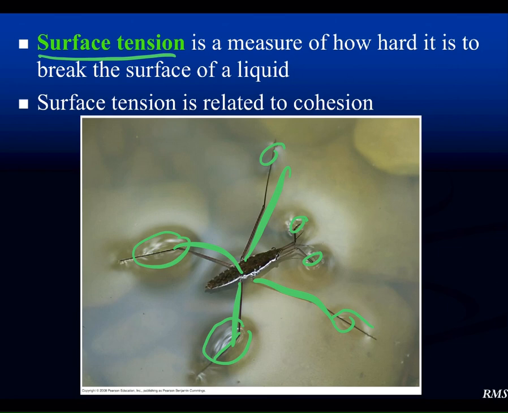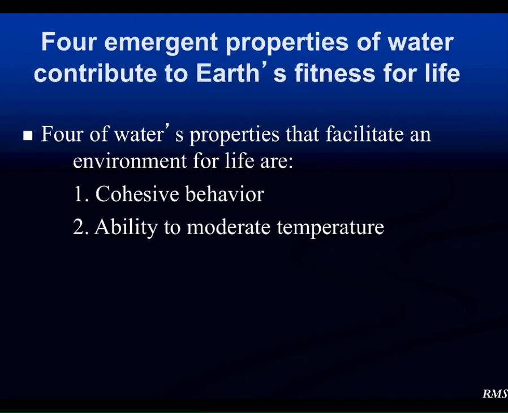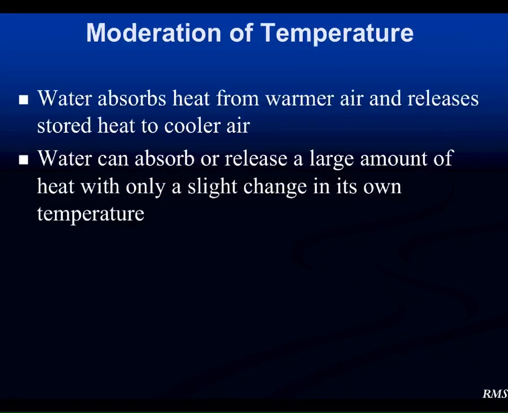And once again, this is an important biological phenomenon. If you've ever seen whirligig beetles, or in this case, water striders on the surface of water, the reason they can stay up there is because of surface tension. So that's the cohesive idea. The next thing we're going to talk about is the ability to moderate temperature. When you think of water, one of the things that's important to understand is its ability to moderate temperature.